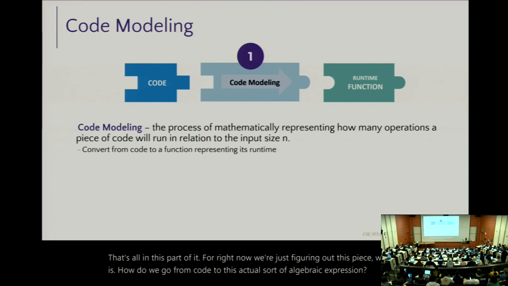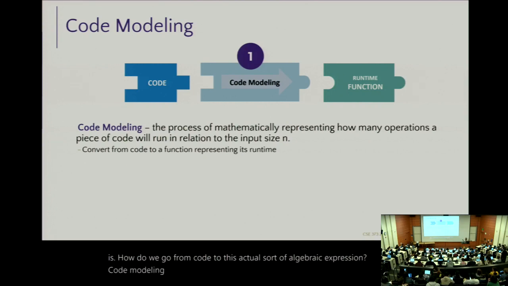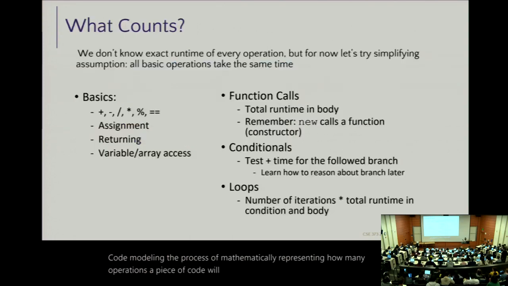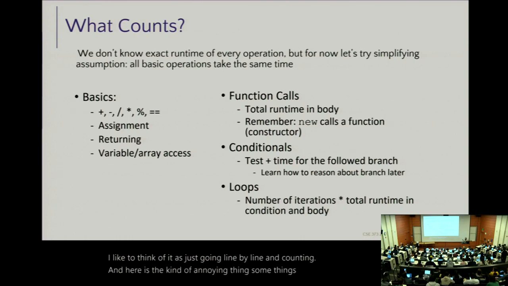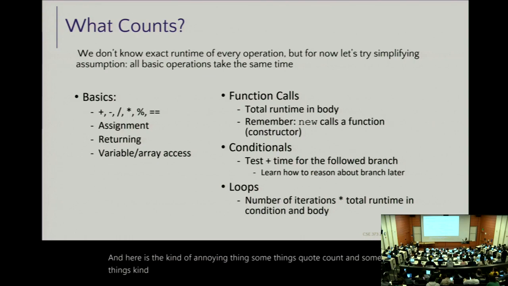So, code modeling: the process of mathematically representing how many operations a piece of code will run in relation to its input size. I like to think of it as just going line by line and counting. And now here's the kind of annoying thing. Some things "count" and some things "count" differently. So we're going to systematically count how many basic operations are happening in the computer. If you are like, Casey, what are we actually counting under the hood here?